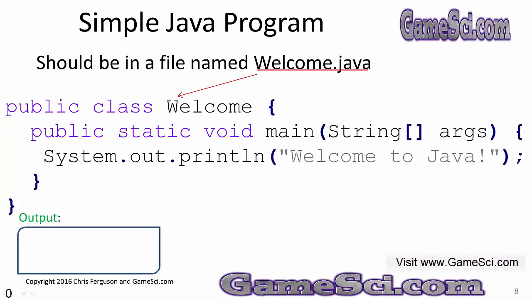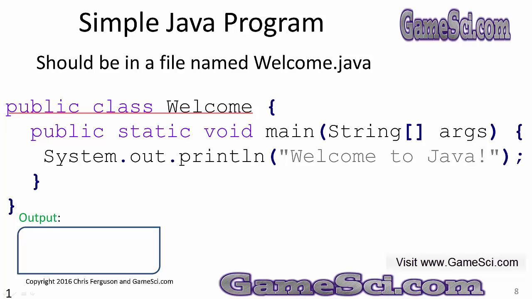I'm building a public class Welcome. I want to put this in a file named Welcome.java. Notice that the spelling and the upper and lowercase are exactly the same. If the class is Welcome with a big W, then it should be in a file named Welcome.java with a big W. Public class Welcome. This is the first line of a Java application. This line of code is going to be fairly consistent from program to program. Just get used to it.